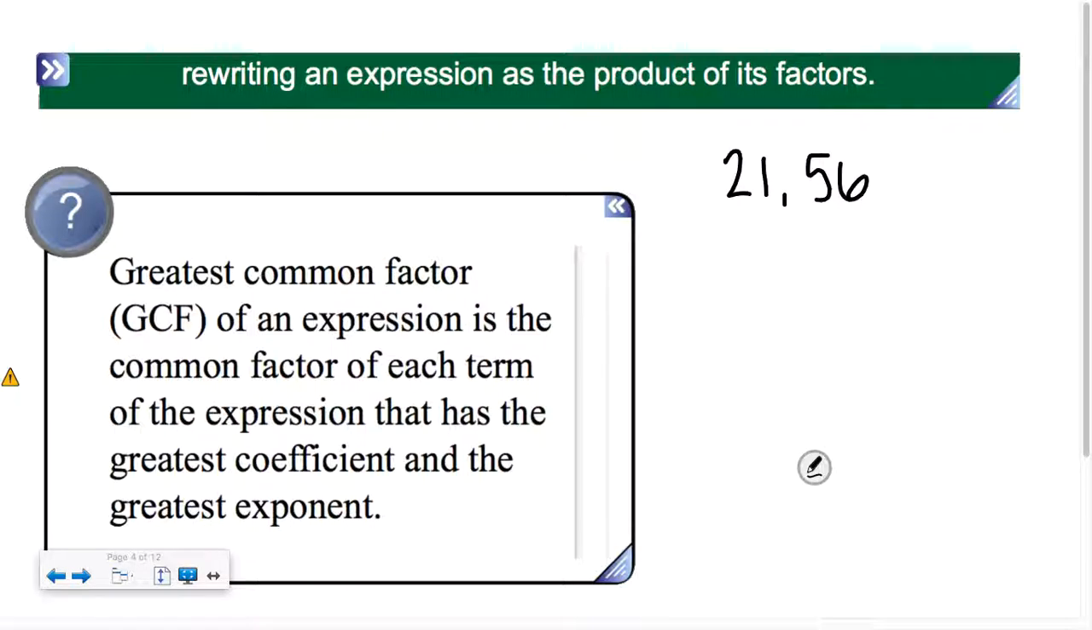Start basic here. If I want to find the greatest common factor of 21 and 56, I'm looking for the biggest number that can evenly go into both of them. Hannah? 7. Good. The greatest number that can go into both of those would be 7.